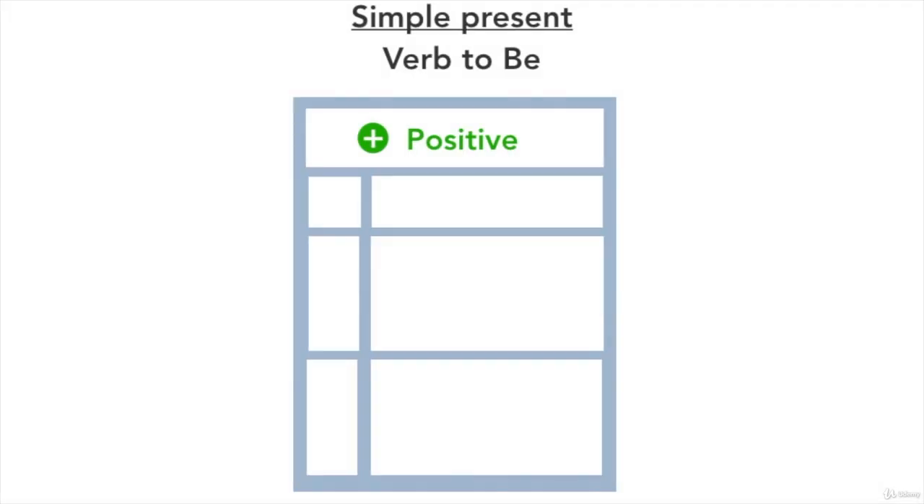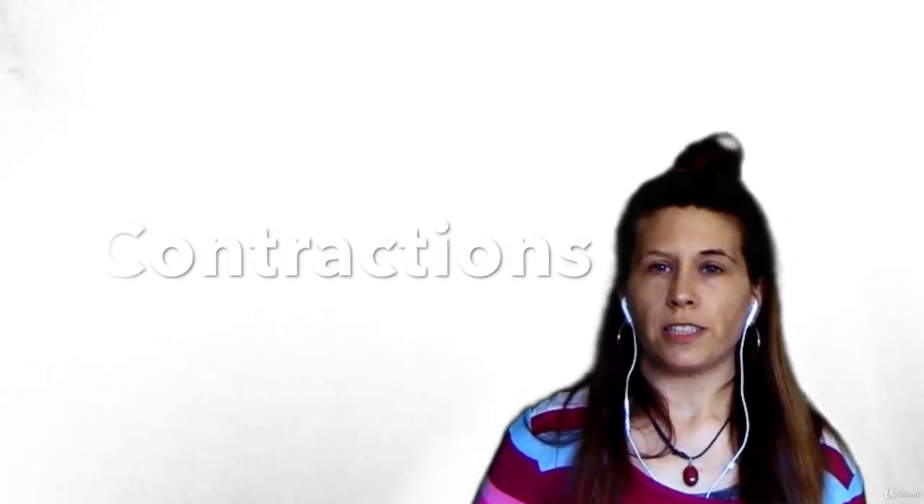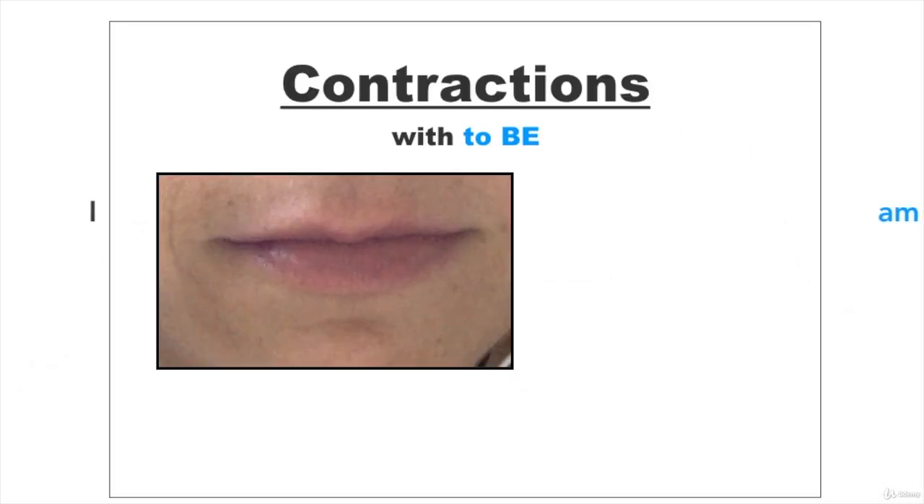Simple present of the verb to be, positive. I am. He, she, it is. We, you, they are. Here are contractions of the verb to be.